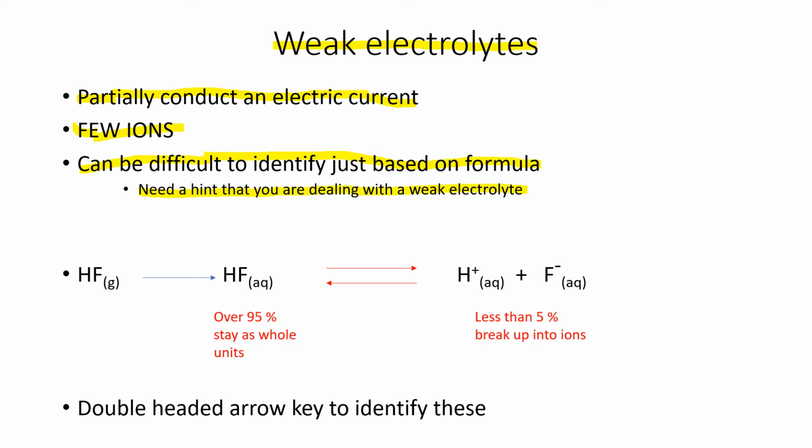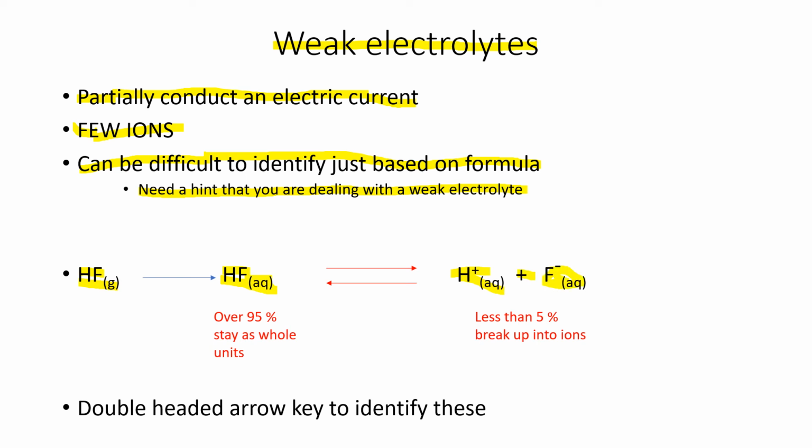So let's go through what a weak electrolyte will look like. One example of a weak electrolyte is HF, and HF is a gas. When you take HF and dissolve it into water, it will dissolve. That's the first step. But once it's dissolved, so now I have HF aqueous, something else can happen. What can happen this time is that some of these HF particles can then split up into ions, but it's just some of them.